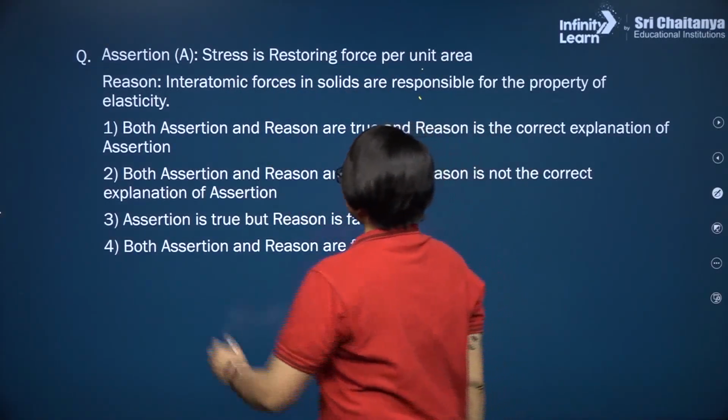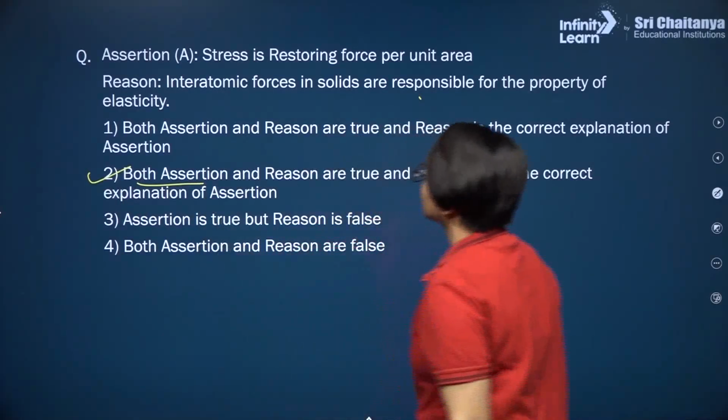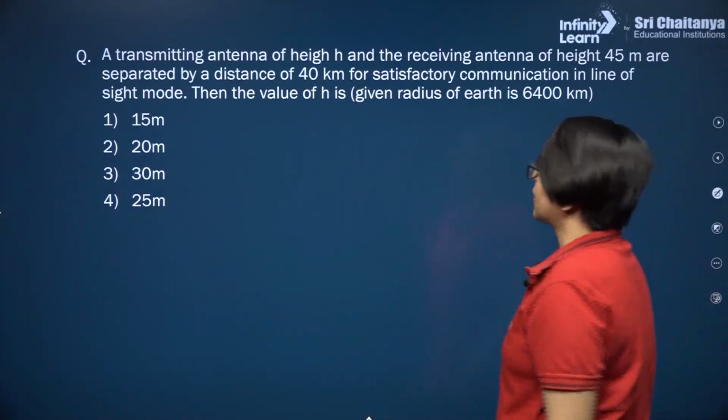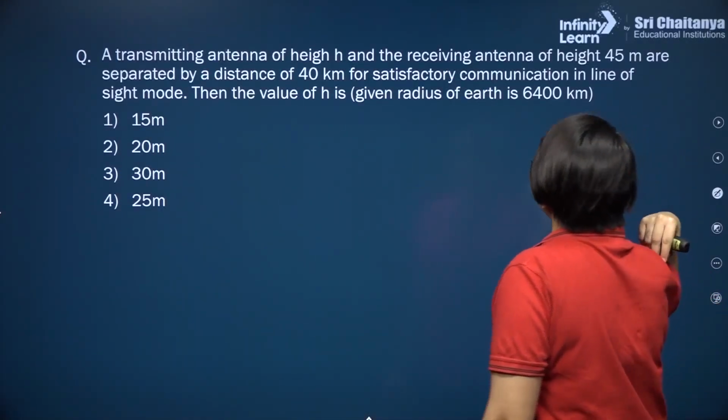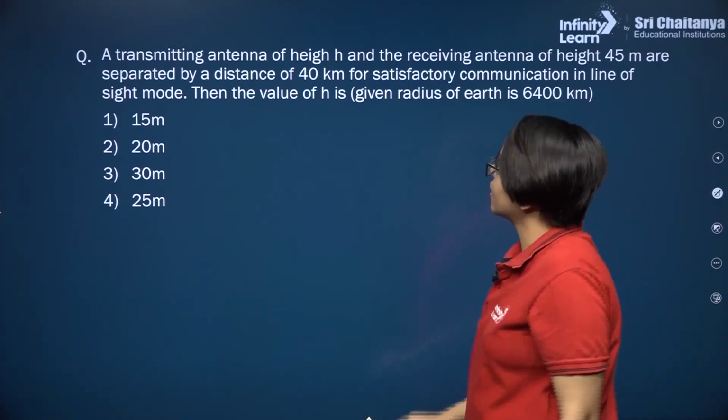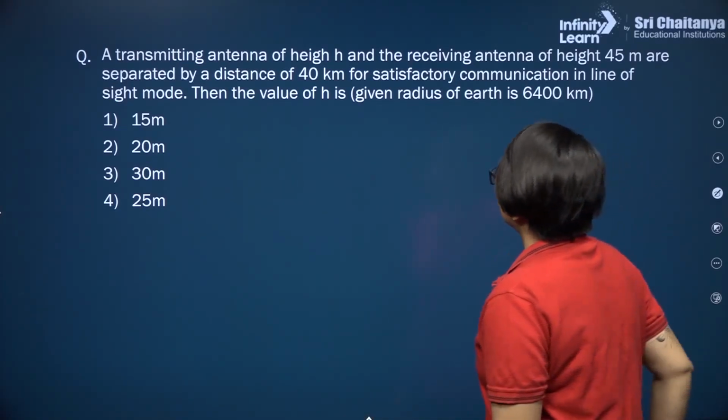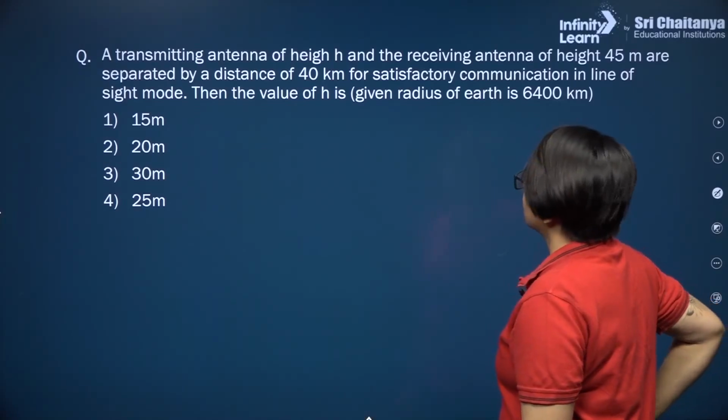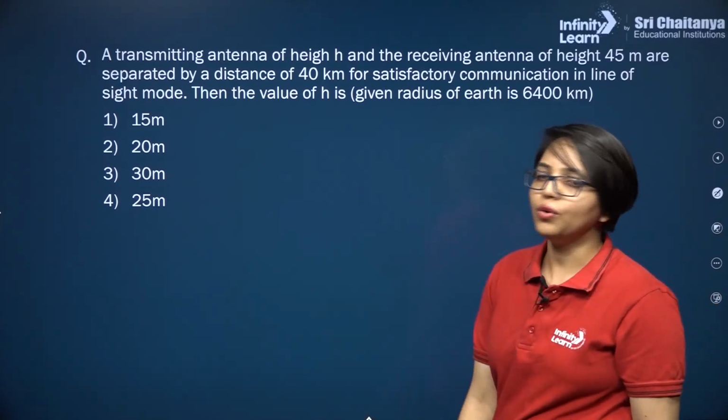Okay, so the correct answer is option 2. Next is this one. A transmitting antenna of height h and a receiving antenna of height 45 meter are separated by a distance of 40 km for satisfactory communication in line of sight mode.